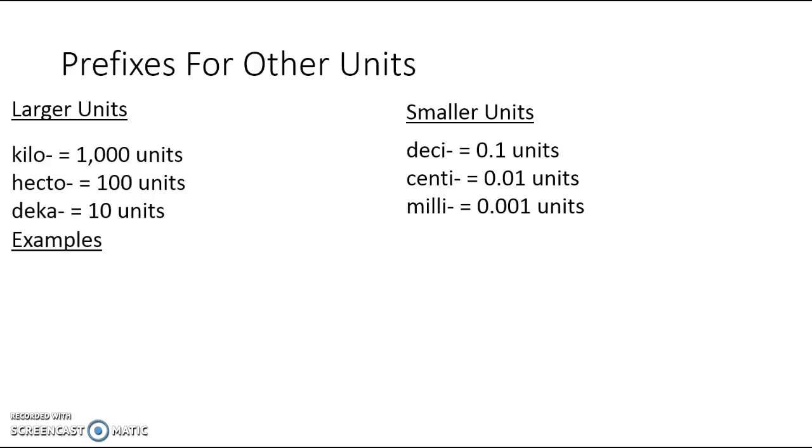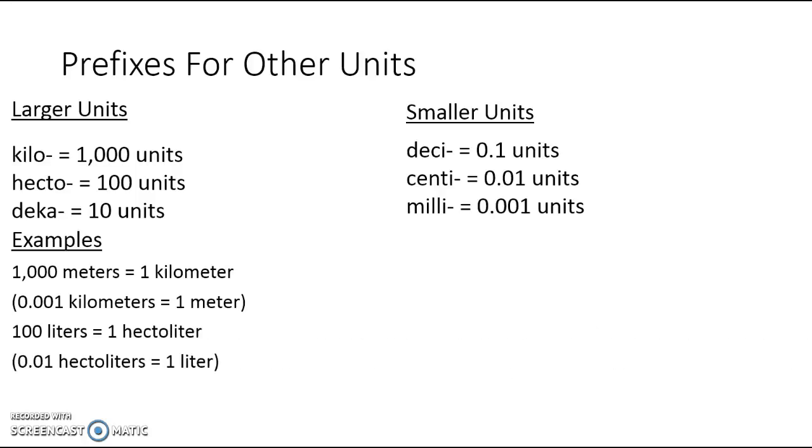Let's see some examples of creating units using the prefixes along with the basic units. If you have 1,000 meters, that is the same as 1 kilometer. Another way to say that is that 1,000th of a kilometer is the same as 1 meter. 100 liters equals a hectoliter. So 100th of a hectoliter would be the same as a liter. And 10 grams is equal to 1 decagram, or a tenth of a decagram is the same as 1 gram.